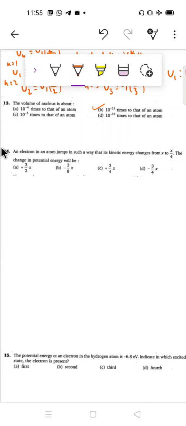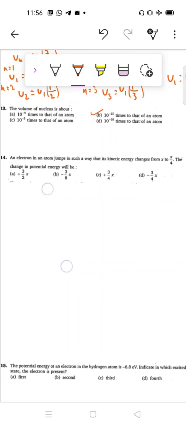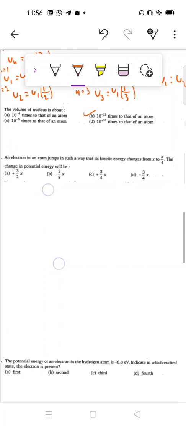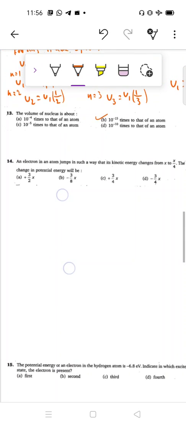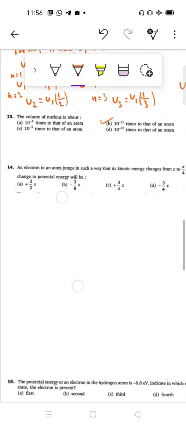Next question, 14th question. The electron in an atom jumps in such a way that its kinetic energy changes from x to x by 4. The change in potential energy will be? That is the question they ask us.